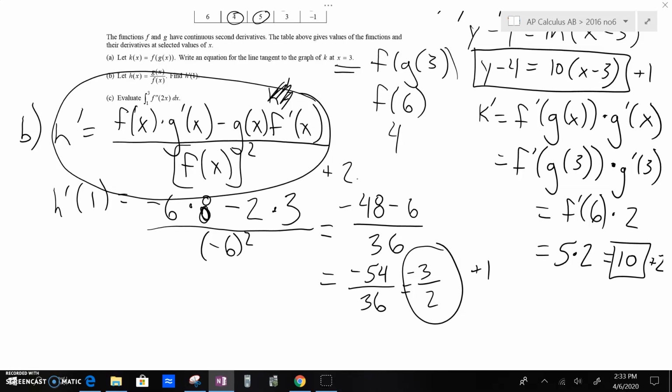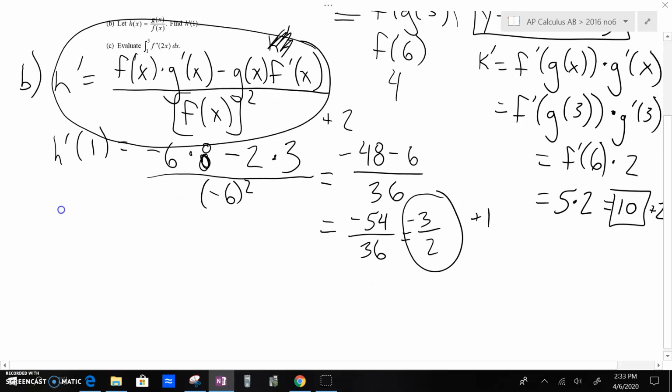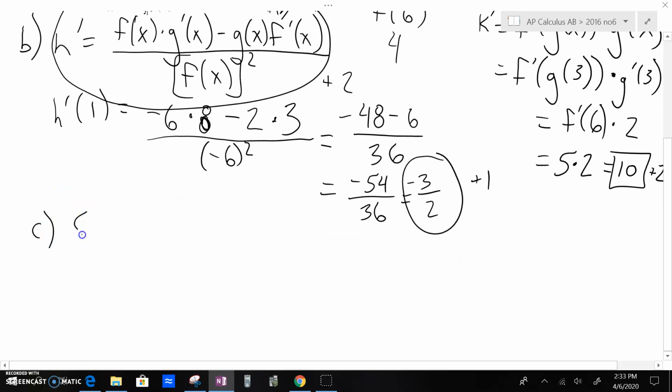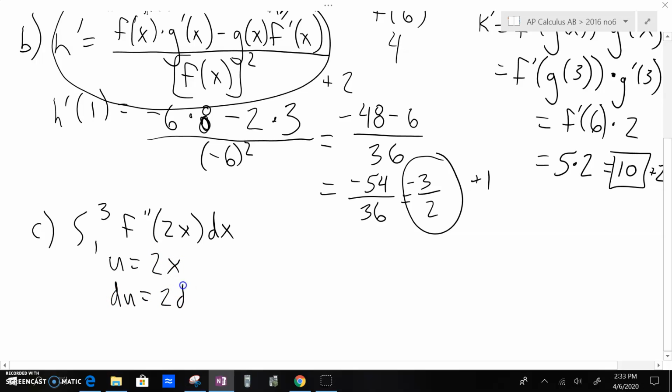Part C, the last piece of this problem. So we've got evaluate from 1 to 3 the integral of the second derivative of f with a 2x in there. So let's see here. So we've got 1 to 3 f double prime of 2x dx. Technically speaking, this requires a u substitution, and I would say if you're even on the fence about showing it, show it. We need to make u equal whatever in there, and then du would be 2 dx, and then we get our half du is dx.